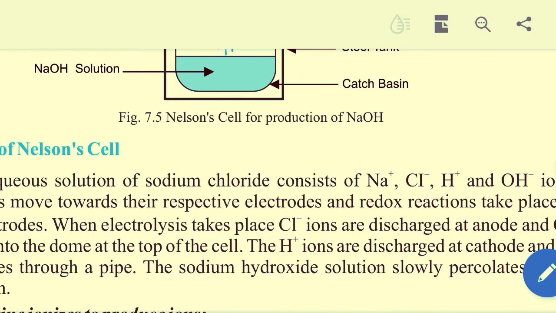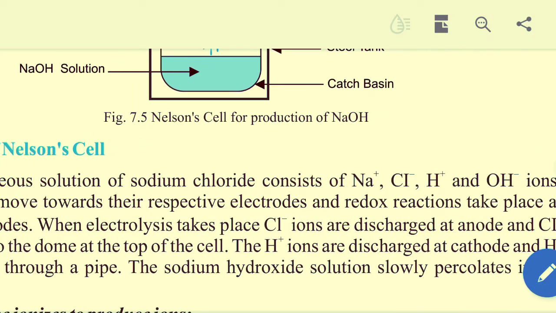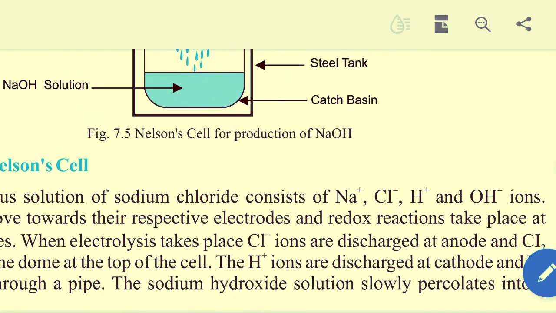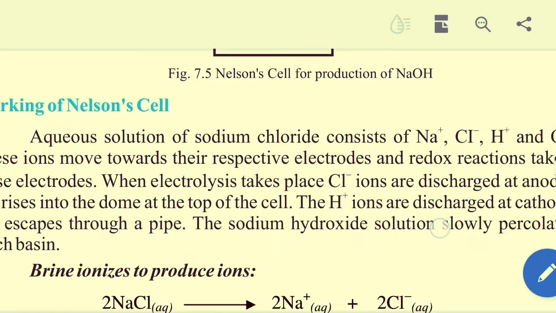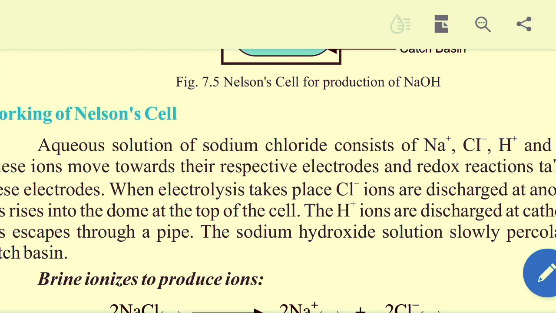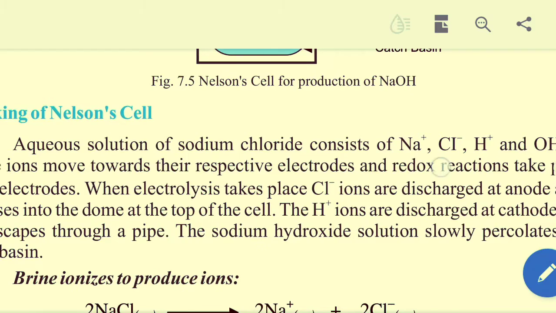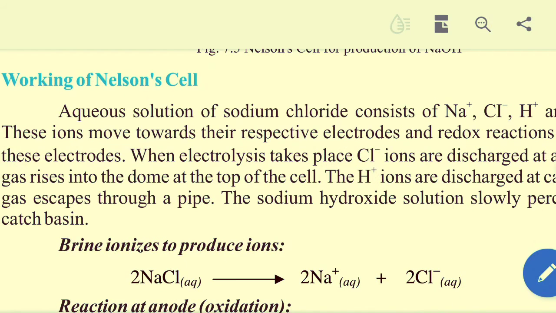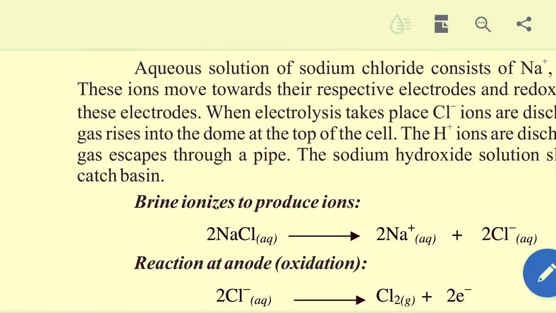Similarly, hydrogen will also move towards the cathode, and hydroxide will move towards the anode. When electrolysis takes place, chloride ions are discharged at the anode, and chlorine gas rises into the dome at the top of the cell. The hydrogen ions are discharged at the cathode, and hydrogen gas escapes through a pipe. The sodium hydroxide solution slowly percolates into a catch basin.